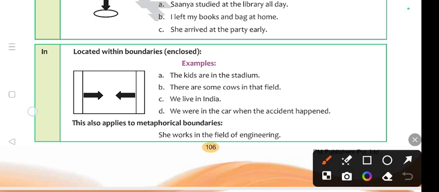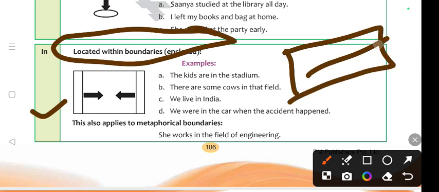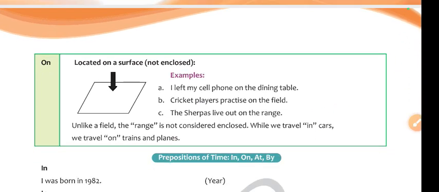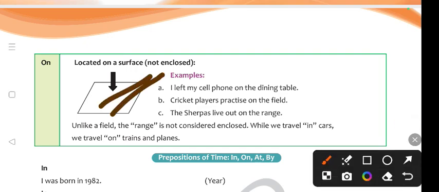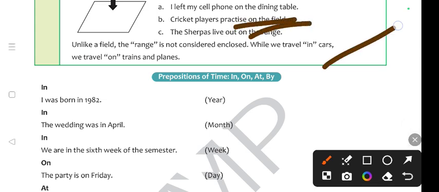Okay, where do we use in? In means located within boundaries. For example, the pen is kept in the box, the kids are in the stadium. Now look at on. On is used for located on a surface. Exactly on a surface. For example, I left my cell phone on the dining table. Cricket players practiced on the field, on the surface.